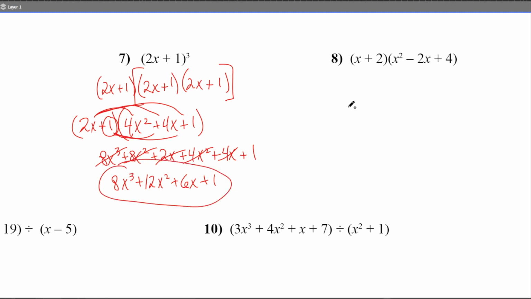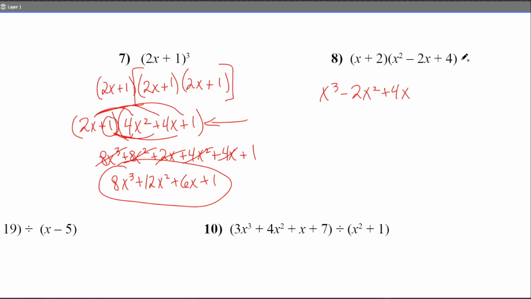All right? This is basically the same thing as this step right here. We're just taking the x, distributing, take the 2, distribute. Let's do that very quickly, and we'll be finished. x times x is x cubed. x times negative 2x is negative 2x squared. x times 4 is plus 4x.